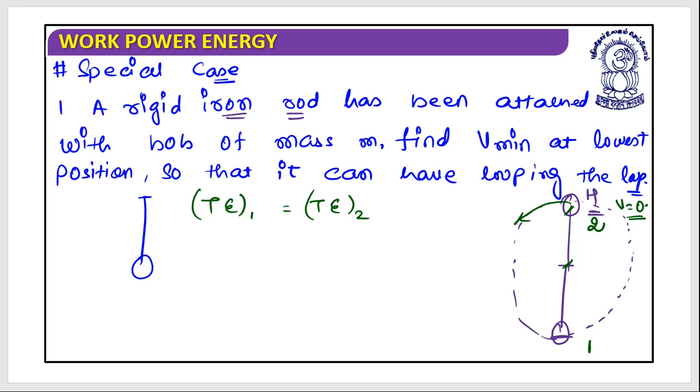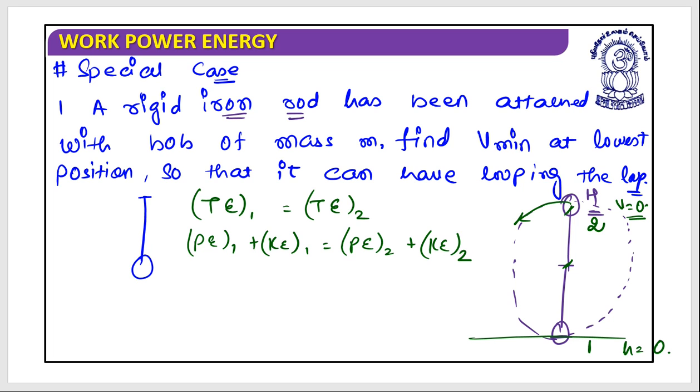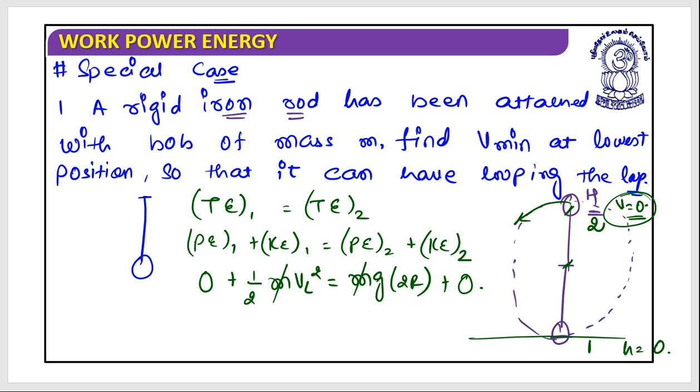So let's suppose this is h equal to 0. So potential energy at 1 plus kinetic energy at 1 should be equal to potential energy at 2 plus kinetic energy at 2. Potential energy at 1 is mg at 0. Kinetic energy is half m vL square. This is potential energy at 2, mgh, and h would be equal to 2r, plus kinetic energy we can say is 0. So vL should be equal to root of 4gr.